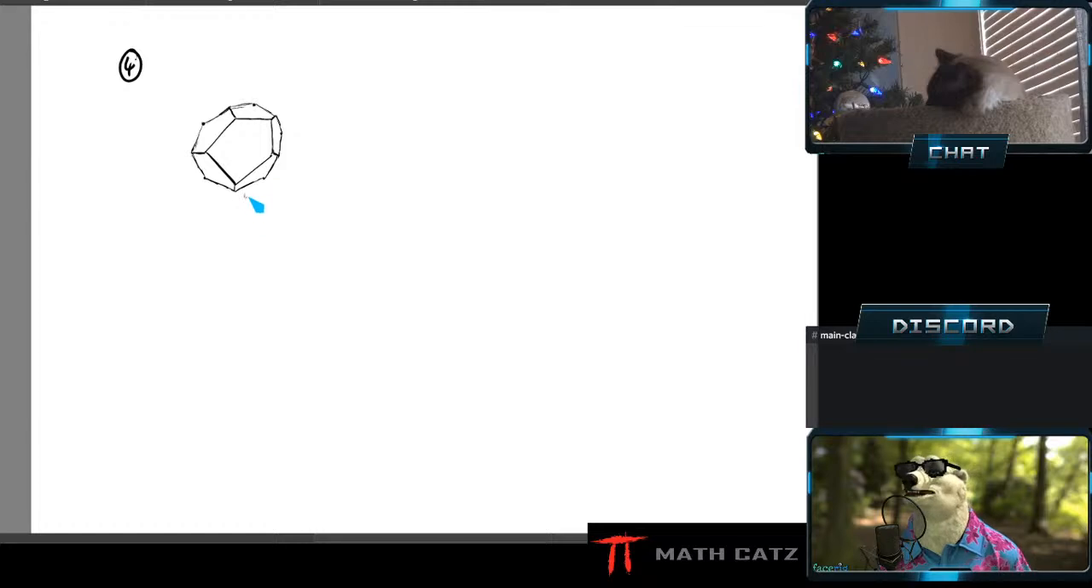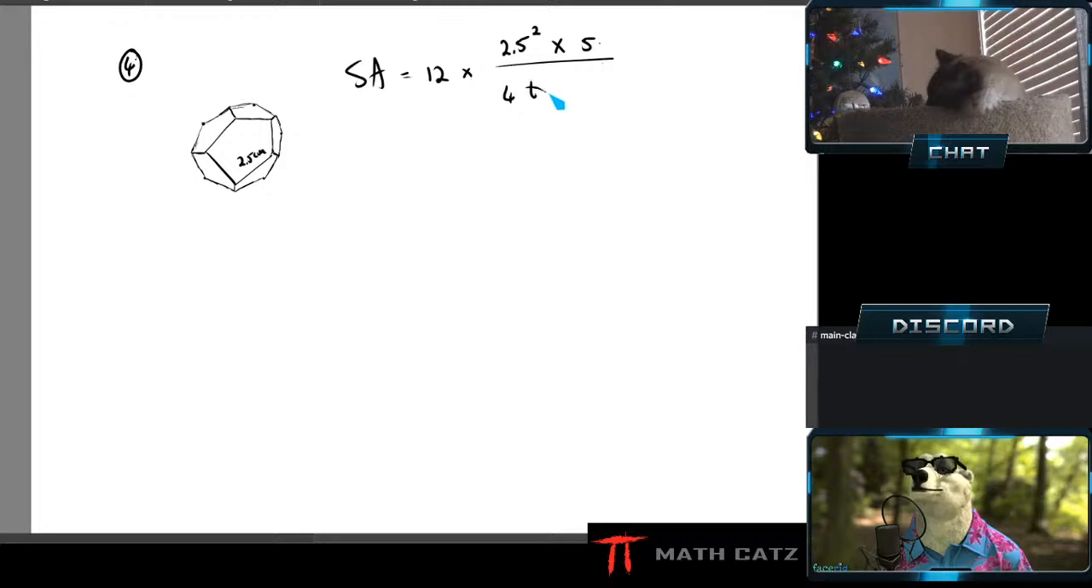Okay, dodecahedron, side length 2.5 centimeters. Surface area is 12 times the surface area of this pentagon face: side length squared times the number of sides of a pentagon over 4 times tan of 180 over the number of sides. I can maybe make my life simpler here. Simplify the 12 and the 4, but there's not much more to do.